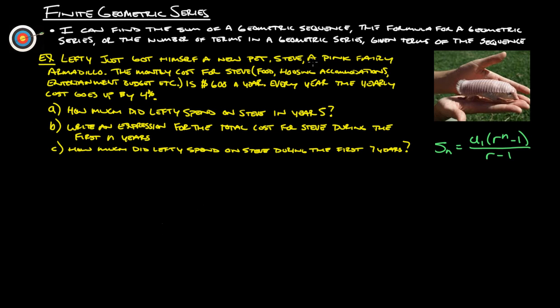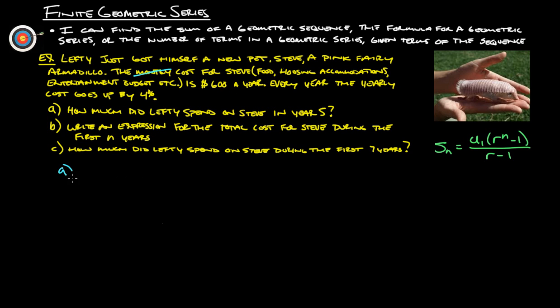Lefty just got himself a new pet Steve, a pink fairy armadillo. The monthly cost for Steve for everything is $600. That says the monthly cost, so let's get rid of monthly. So the cost for Steve is $600 a year. Every year, the yearly cost goes up by 4%. How much did Lefty spend on Steve in year 5? So we have that he spent $600 the first year.